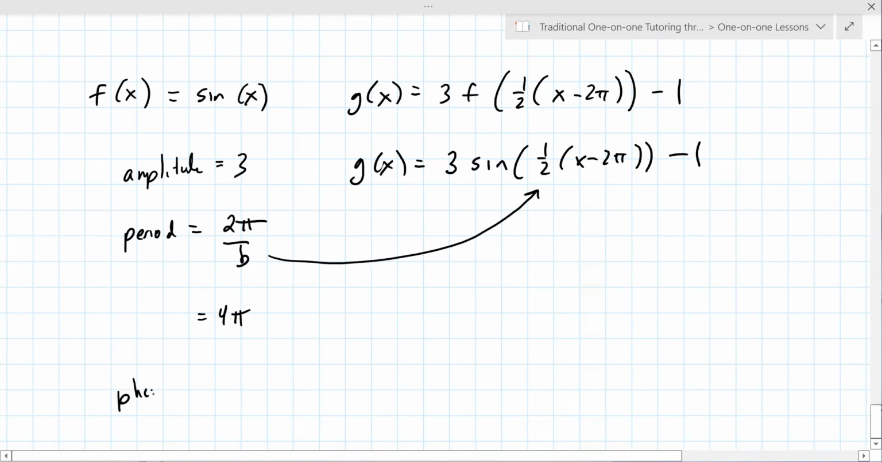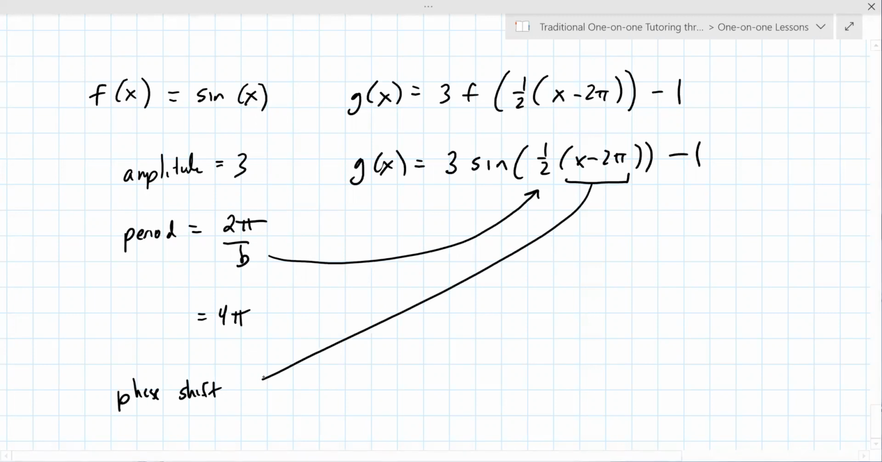Phase shift. That's this thing in parentheses here. So would it be right 2 pi? Yes. 2 pi right. Okay, so 2 pi right.